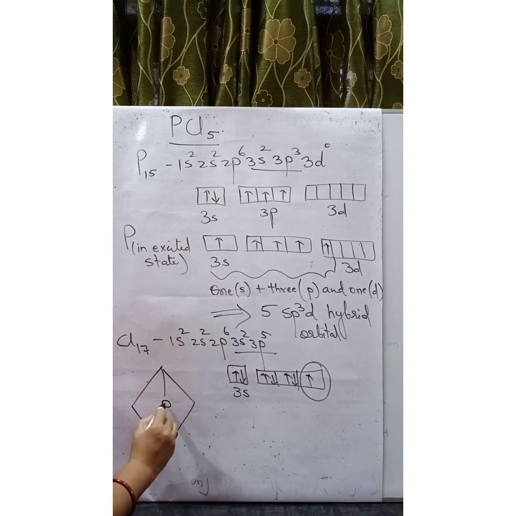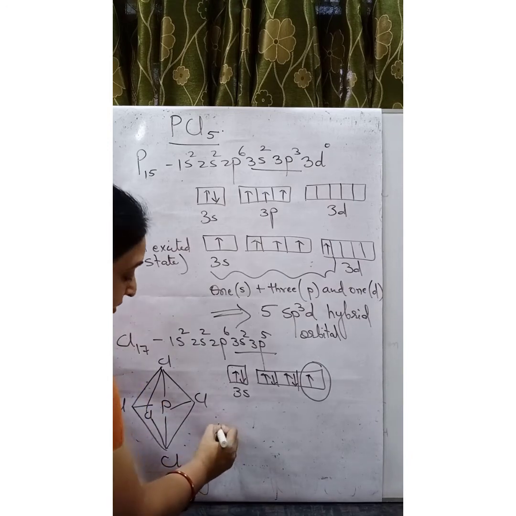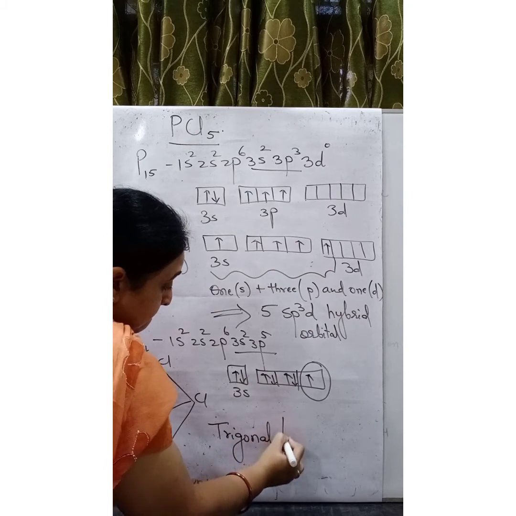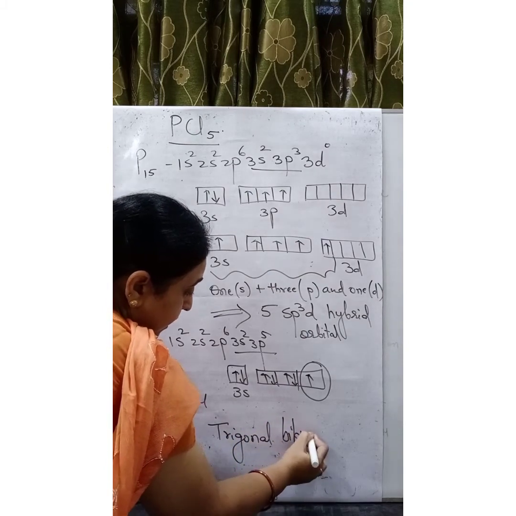this is phosphorus bonded with 4 chlorine atoms and 1 chlorine is bonded here from the back side to phosphorus. This is having trigonal bipyramidal geometry.